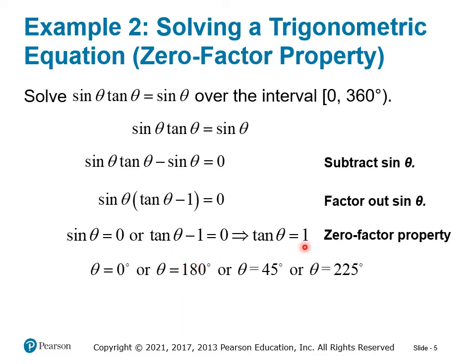And tangent theta equals 1 when the sine and cosine functions are the same, which happens at 45 degrees. It also happens in quadrant 3. Tangent is positive in quadrants 1 and 3, so we use a reference angle. In quadrant 1, it's the same angle, but in quadrant 3, it's 180 plus the 45 degree reference angle. So here we have four possible answers to this problem: 0, 45, 180, and 225 degrees. And notice we put them in numerical order.